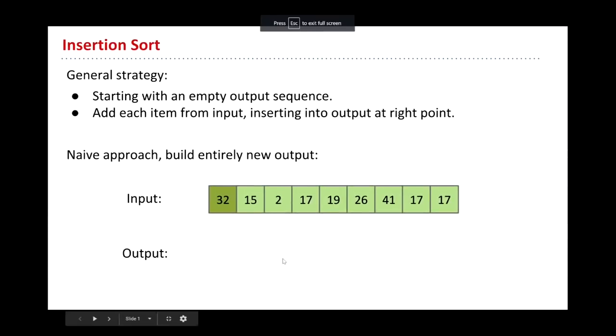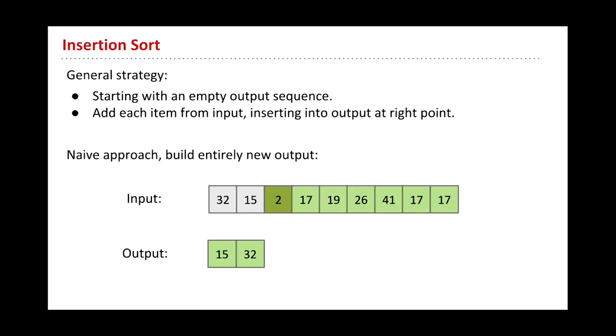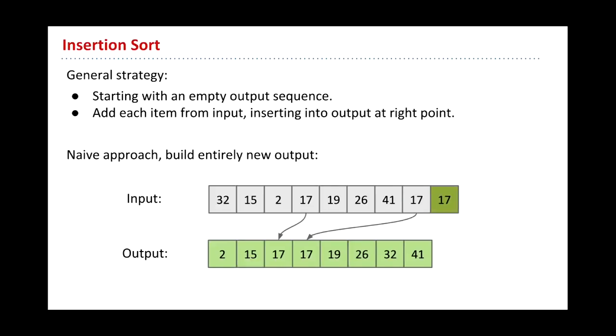Okay, so I think of it as the dual or the evil twin of selection sort, where when we insert 32, it goes into the array, all right? How about 15? Where should it go? Left or right of 32? Left, good, okay. What about 2? Where does that go? Left, good. 17, where does that go? Between 15 and 32, in the middle, great. 19, in the middle-ish. 26, in the middle-ish. Okay, where's 41 going to go? The right, okay, 17. Next to 17, I'll put it to the right of the old 17, all right. Next 17 goes there. That's insertion sort. Any questions? Different way of doing things.